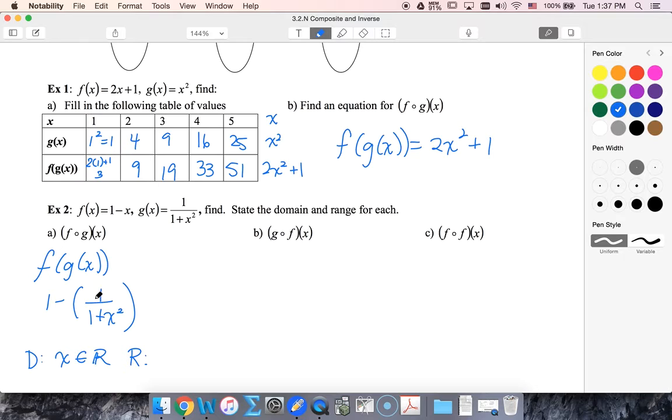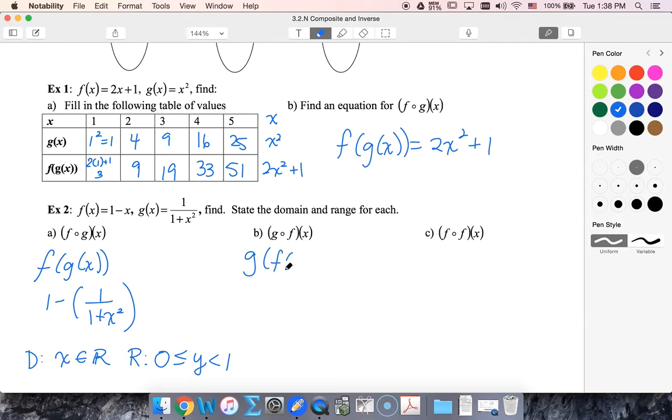So this is going to approach 0 as x gets bigger. 1 minus 0 is 1. However, this will never fully reach 0, so my function will never fully reach the value of 1. So I'm going to go between 0 and 1 for my y values, including 0 because when x is 0, I'll get 1 minus 1, excluding 1 because this will never actually reach 0.